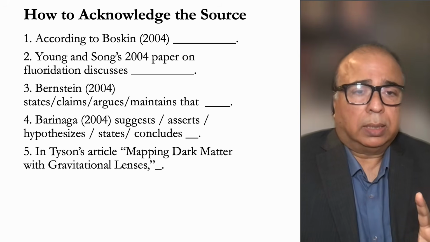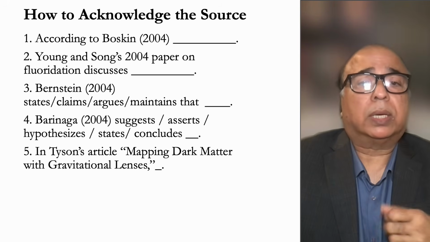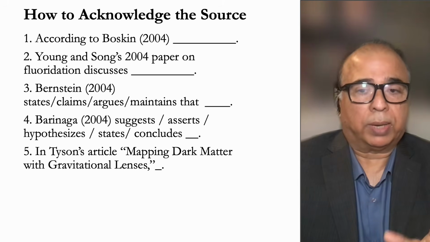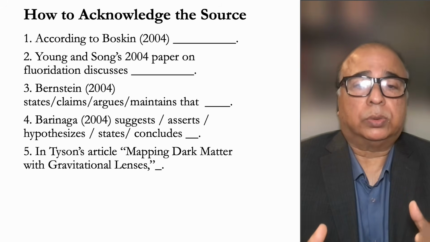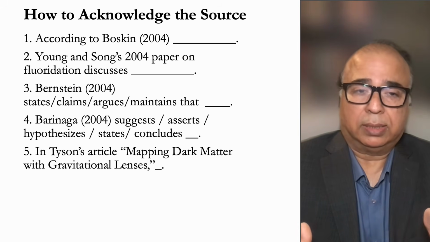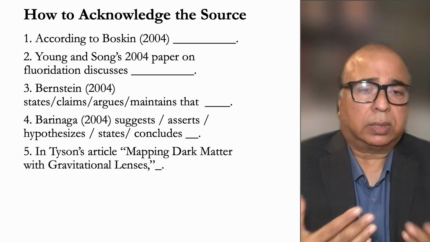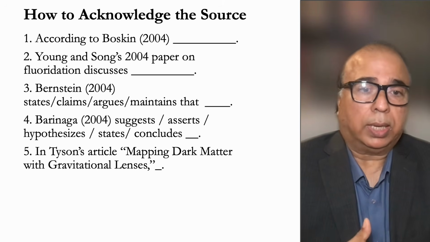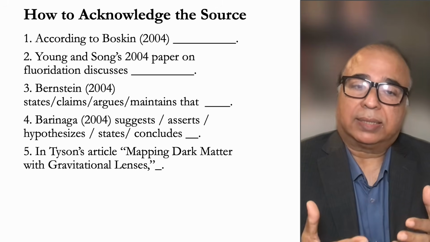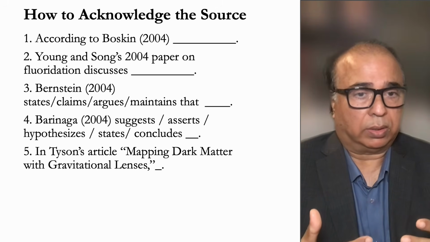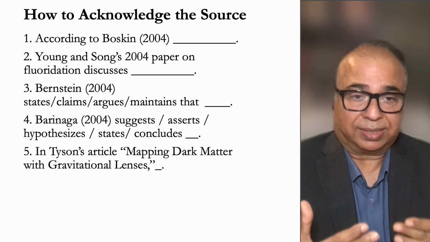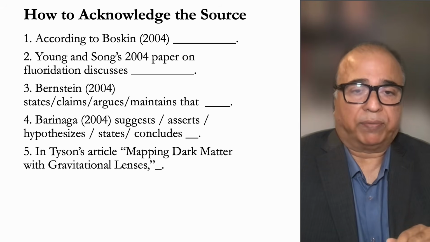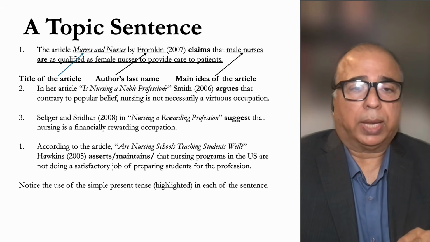So let's look at some examples of how we acknowledge the source. According to Boskin, in parentheses, that's MLA format, 2004. Young and Song's 2000 paper on fluoridation discusses. So notice something. The summary writer mentions the author's names. There are 2, Young and Song. Okay, they wrote a paper on fluoridation and discusses, the reporting verb, authors discuss, or their paper discusses, followed by the main idea. So these are just some examples for your reference. All right? Okay, next up.